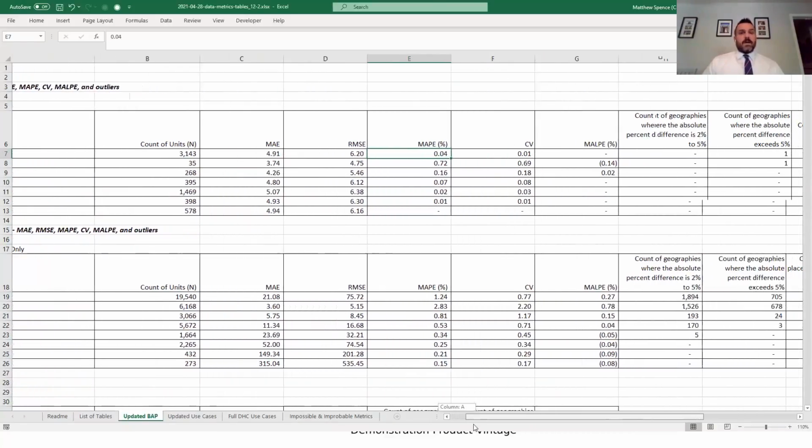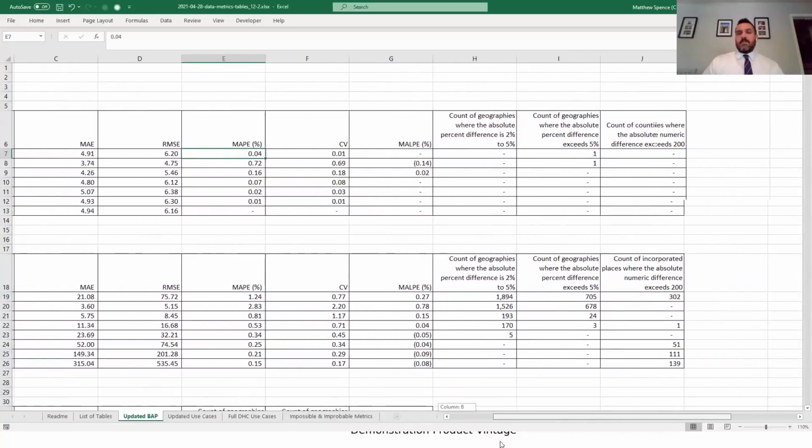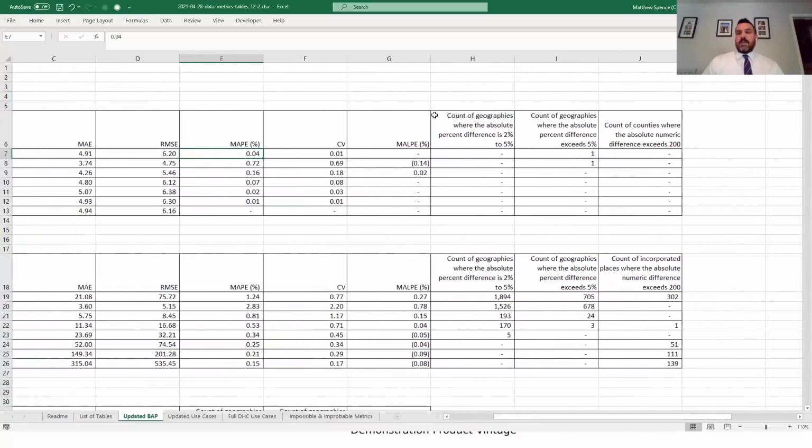There are some other columns as well, but one that I wanted to touch on also is counts of outliers. We do have counts of outliers over here on the right. I'm going to come back to those, but I just wanted to show you what we're looking at here.